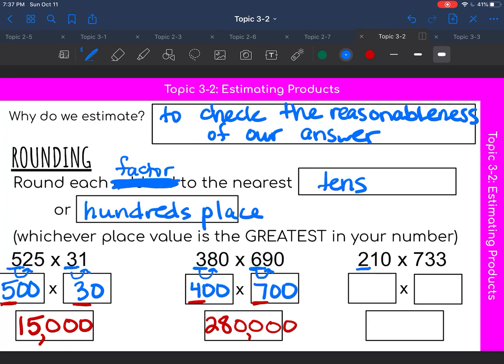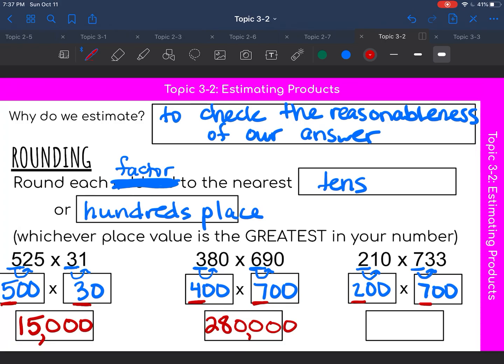And then lastly, we have 210. That's in the hundreds place, so we look at our 2, which is in the hundreds, and look next door to our 1. The 1 tells us to keep the 2 as it is, and it becomes 200. And 733 is also in the hundreds. So we look at the 7 in the hundreds place, and then we look at our 3 next door. The 3 tells us to keep the 7 the same, and it becomes 700.